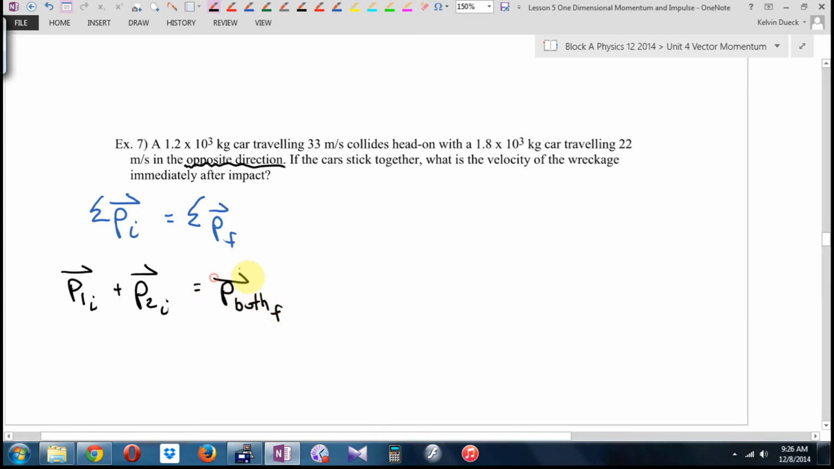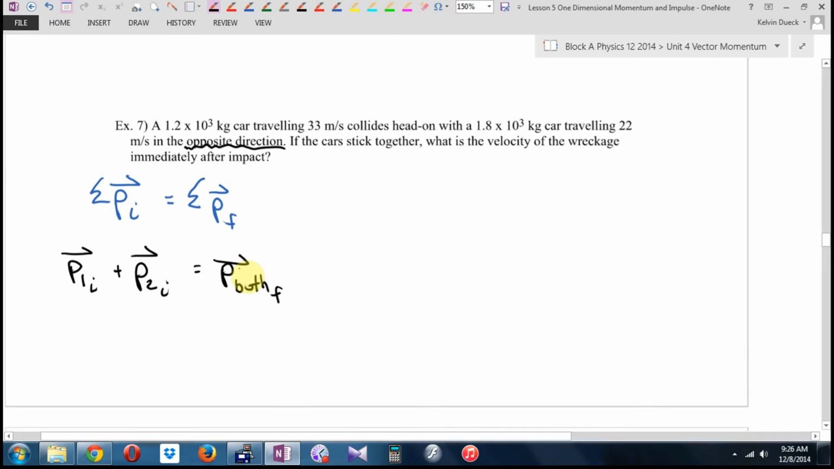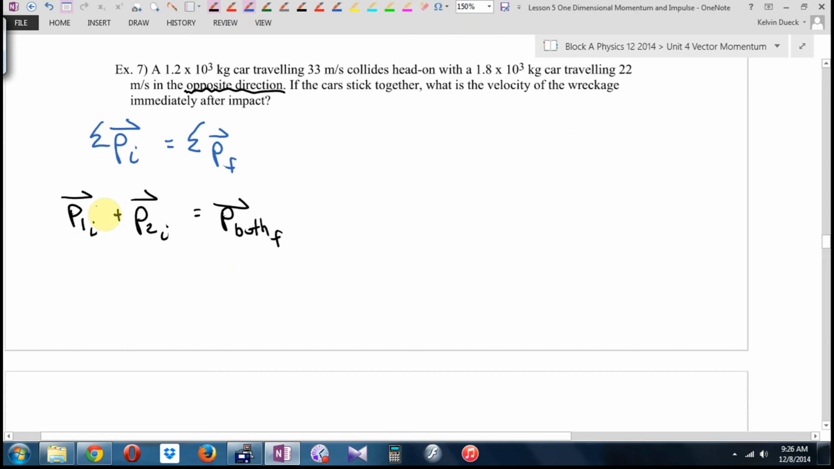both, final. Then I always pause here and I say, any angles, any north of south, east of west, any thetas, any degrees? If there was, my next step, and we're going to get to that next lesson, would be to draw a little picture. Here, I'm going to pause. Momentum 1, mass 1, V1 initial, plus mass 2, V2 initial, equals mass 1 plus mass 2, V final.